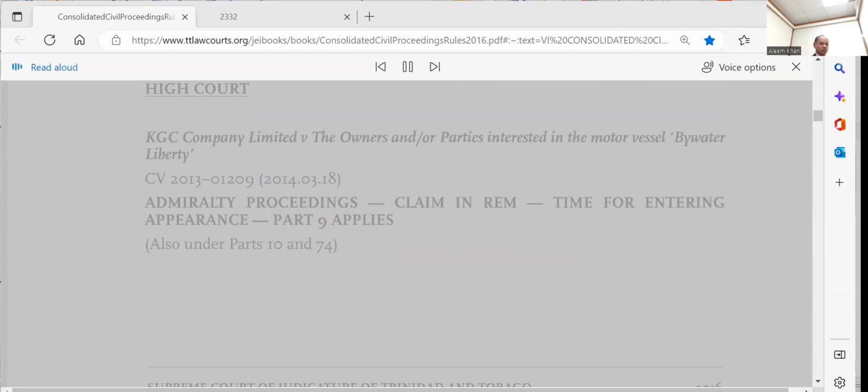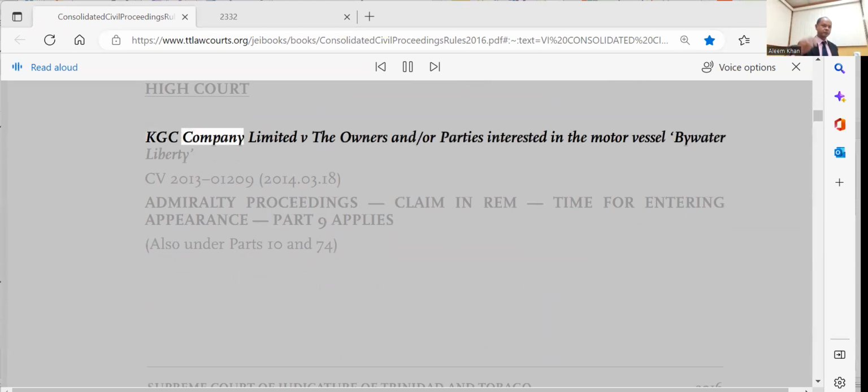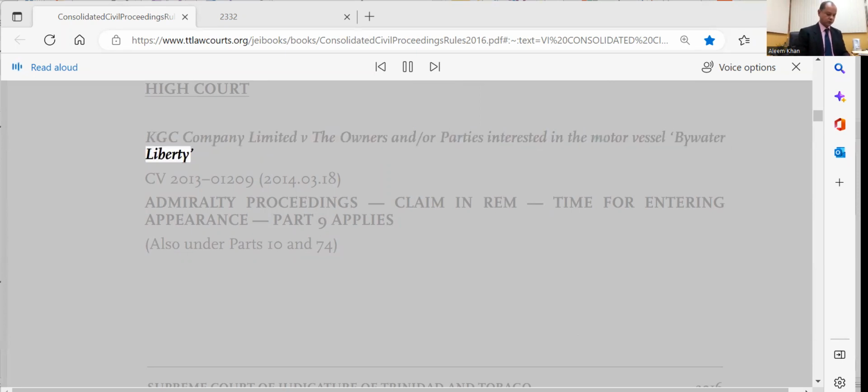High Court. KGC Company Limited v. The owners and/or parties interested in the motor vessel Bywater Liberty, CV 2013-01209, March 18, 2014, Admiralty Proceedings, Claim in Rem. Time for entering appearance, Part 9 applies, also under Parts 10 and 74.